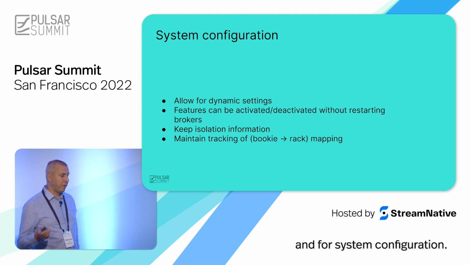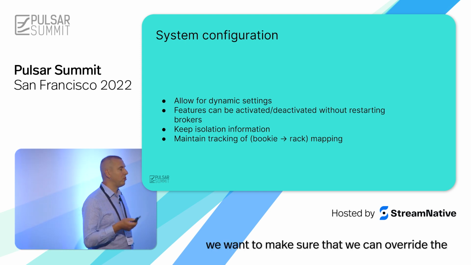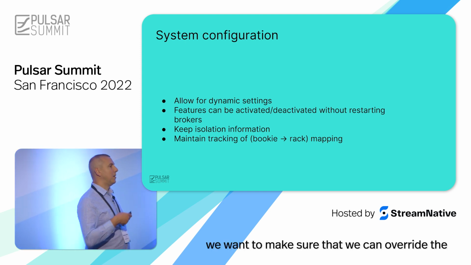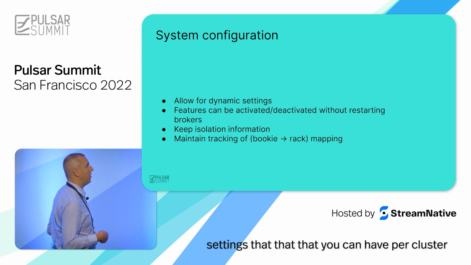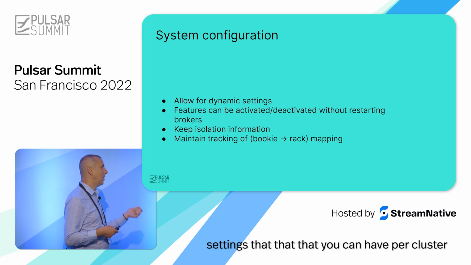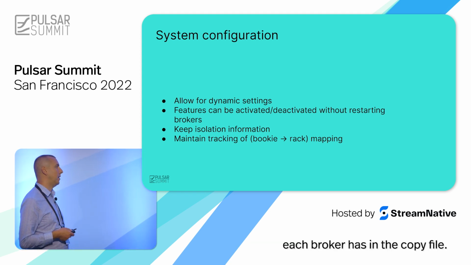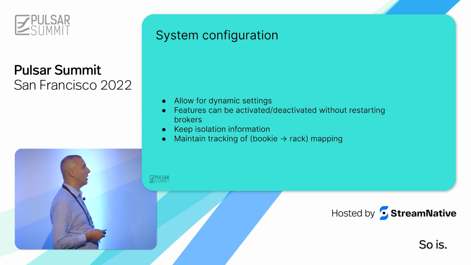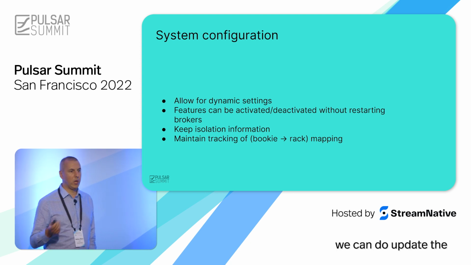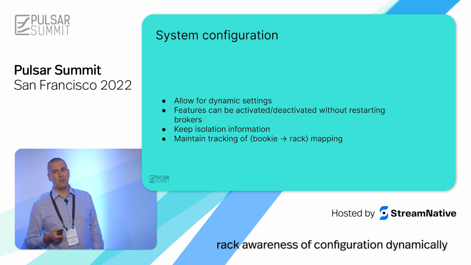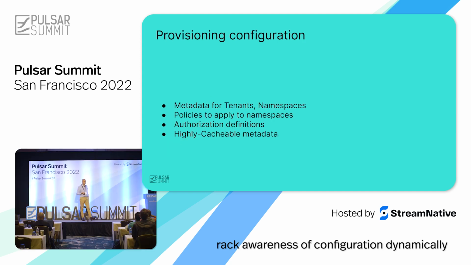And for system configuration, one simple example here is that we want to make sure that we can override the config files with dynamic settings that you can have per cluster, and override what each broker has in the config file. And one example is the bookie rack mapping, so that we can update the rack awareness configuration dynamically.